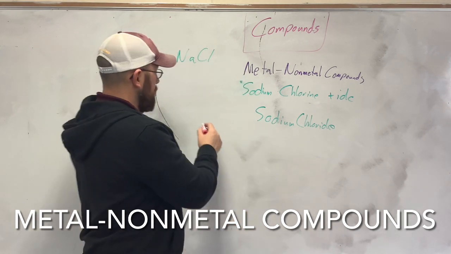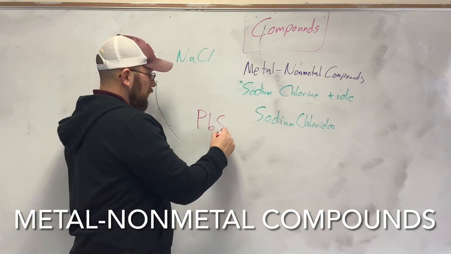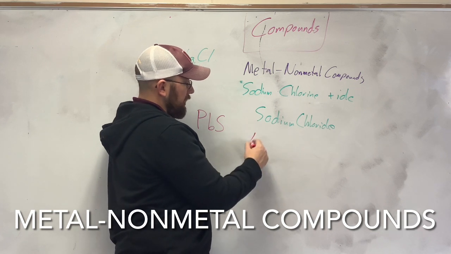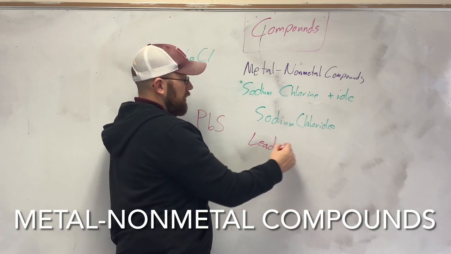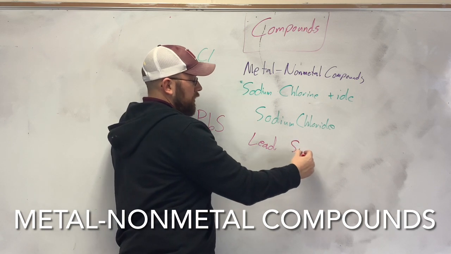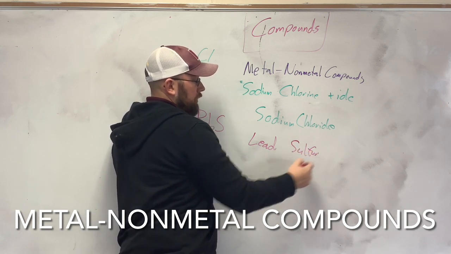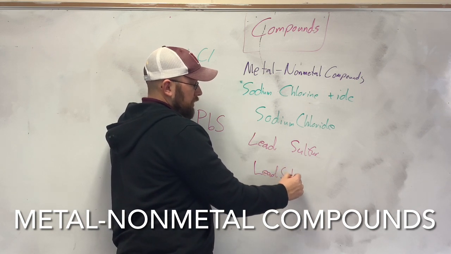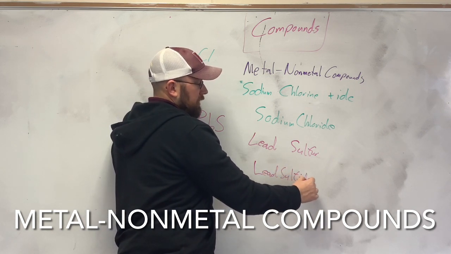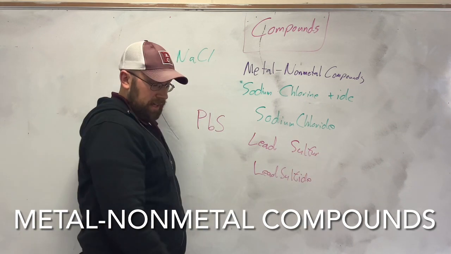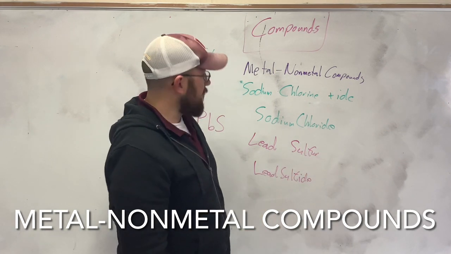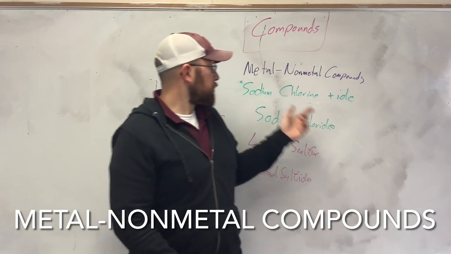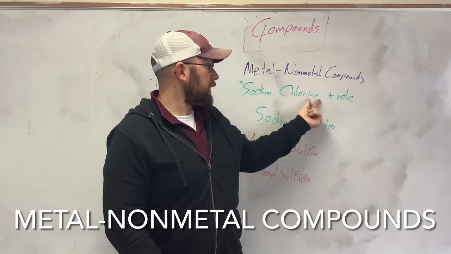Another one: my metal is lead here, and my non-metal is sulfur. I take the lead, put the sulf, take the ur off and add ide. Lead sulfide. That is basically how you name a metal, non-metal compound. Put the metal first, then the non-metal, take off the end, and add ide.